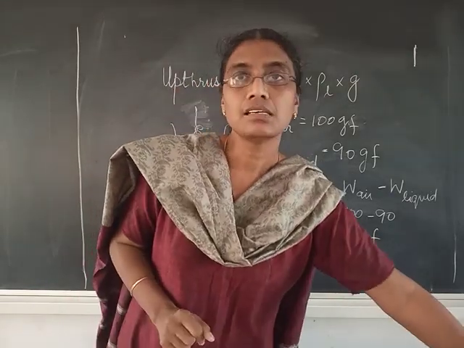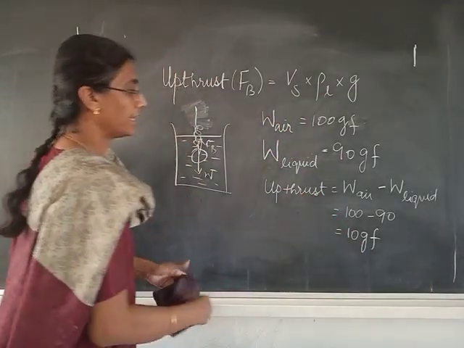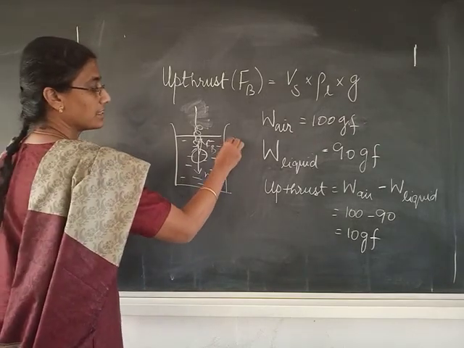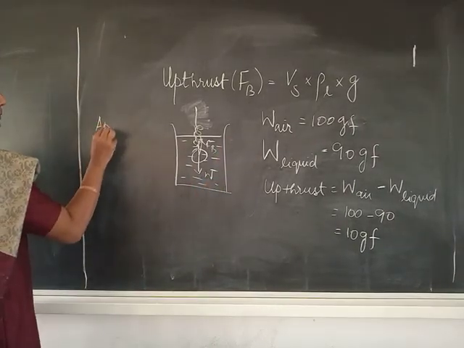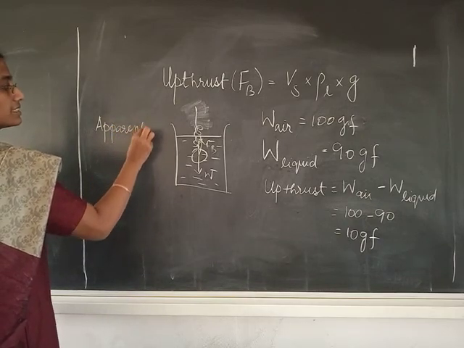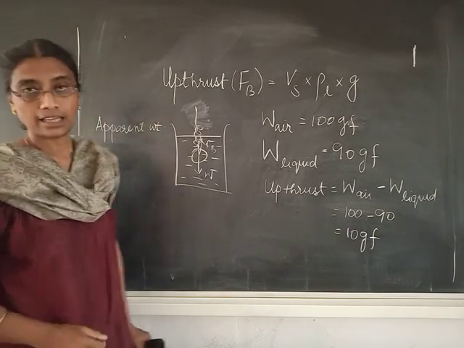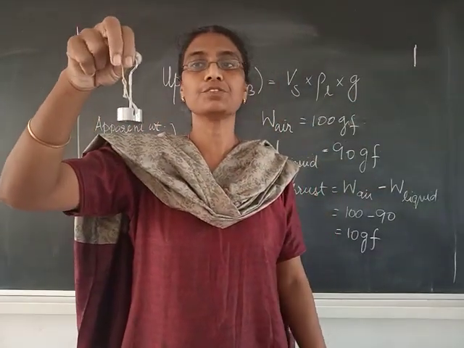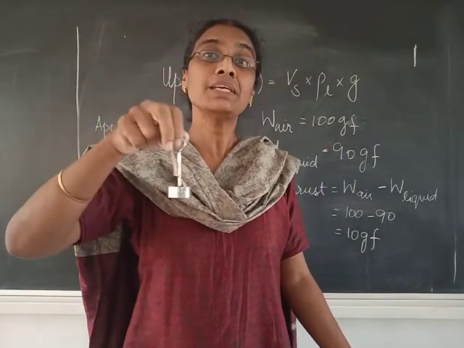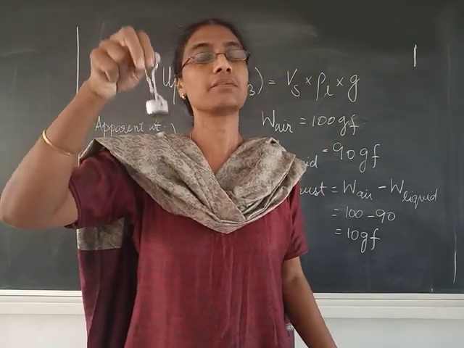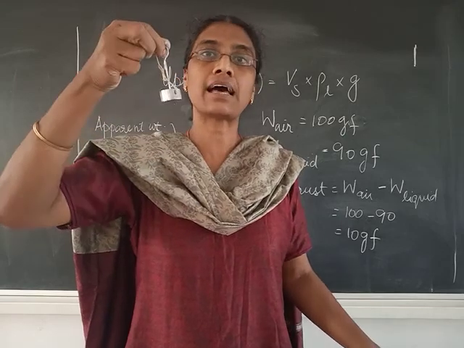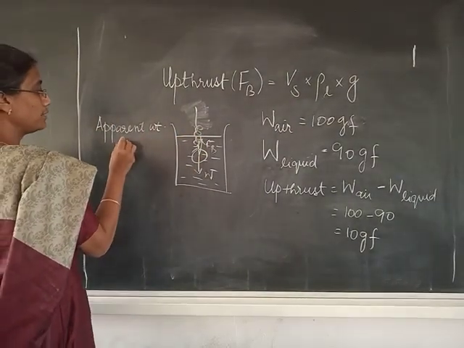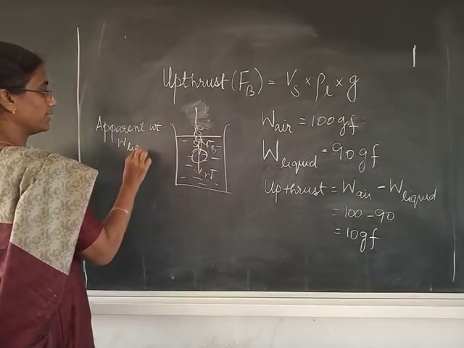This is the first thing I wanted to explain. And another thing, this weight inside liquid is also called apparent weight. Apparent, in the sense, it's not real. Its actual weight is 100 gram force, but when I put it inside water, it appears to weigh 90 gram force. So that's called its apparent weight. Don't forget, the apparent weight will be the weight inside liquid.